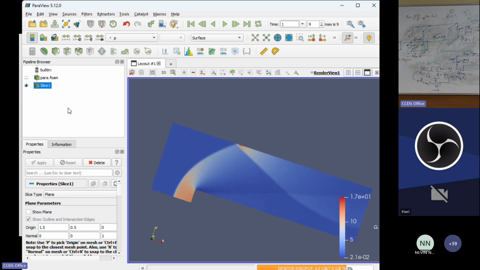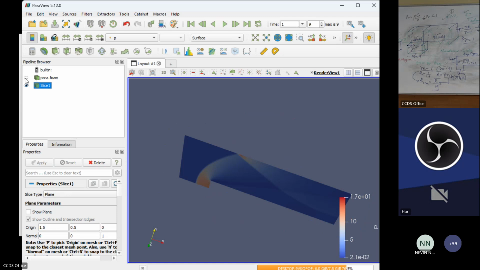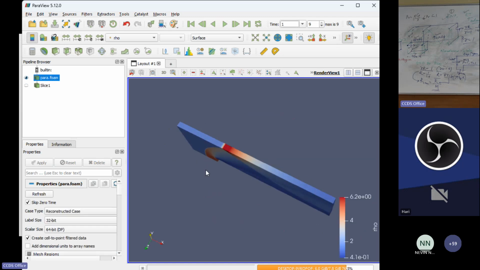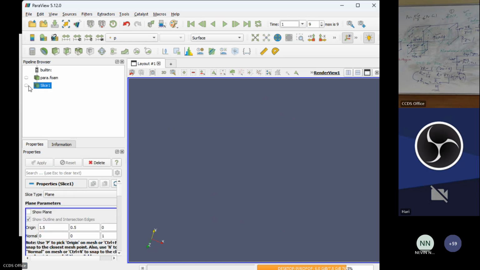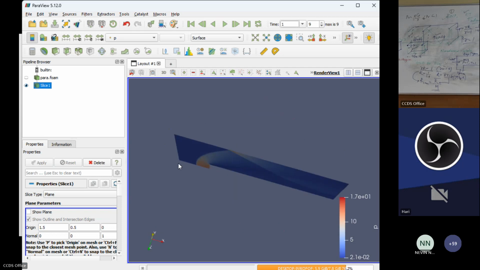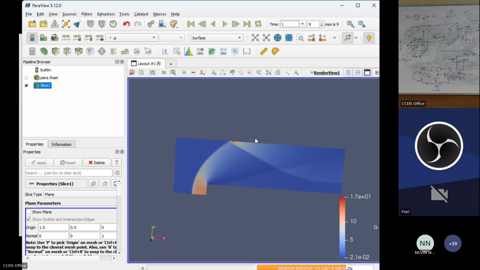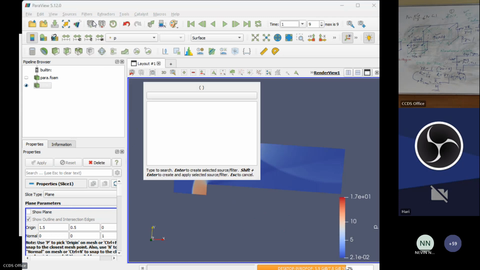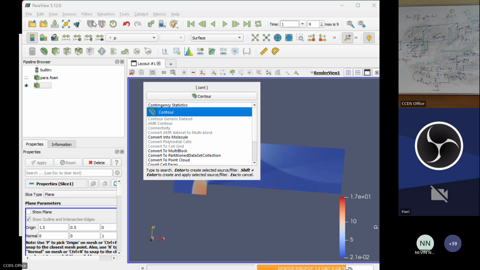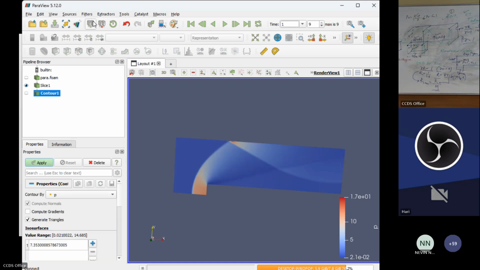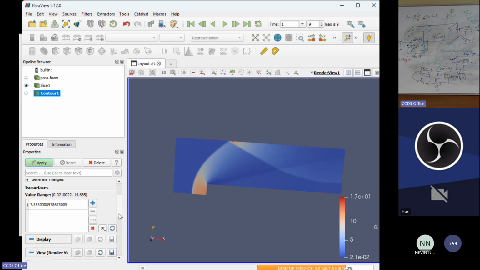So basically what it has done is, earlier our data looked like 3D data. Now after we have sliced it, it has converted into a 2D domain. Right, this is the slice. Now we need to make the isolines. So for that, another filter is there, contours. And inside this contour, there is an option.